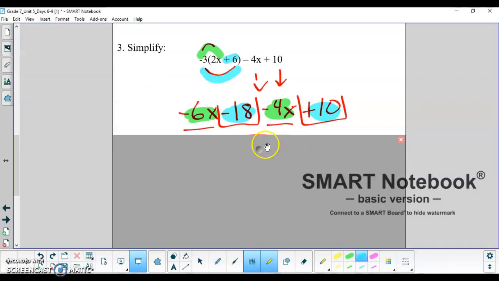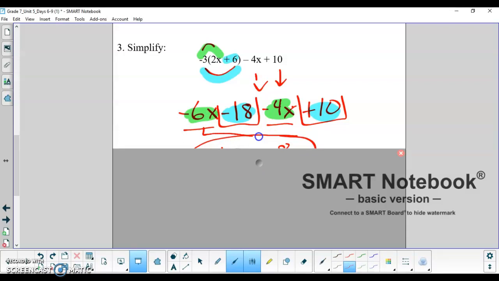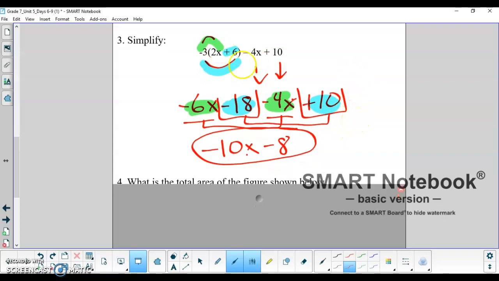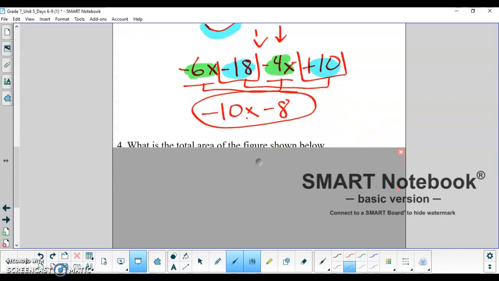Then I went over to my Desmos calculator and I did negative 6 minus 4, and that gave me negative 10x. And then I did negative 18 plus 10 to give me negative 8. You could have also gotten negative 8 minus 10x. They're both equivalent answers, so that would be just fine. So remember, we over under to stuff inside the parentheses. Anything outside the parentheses gets dropped down and then combined if possible.